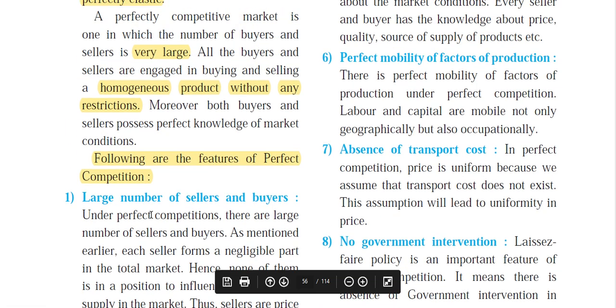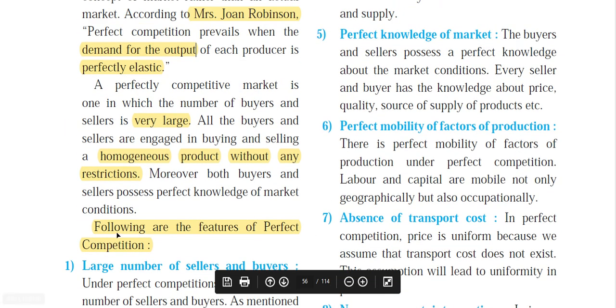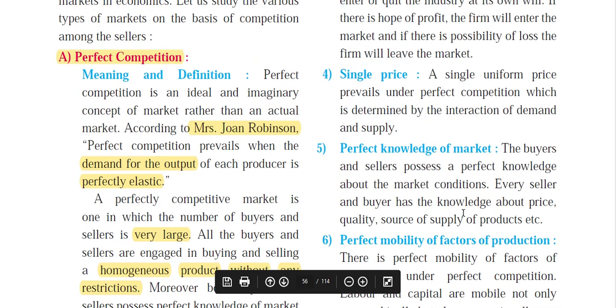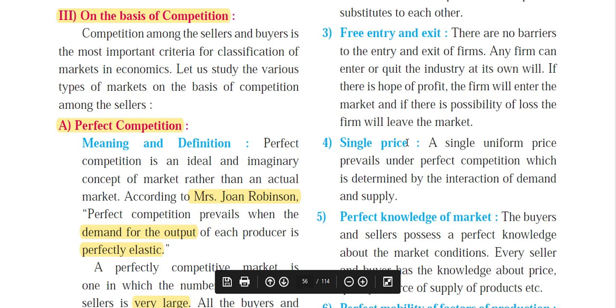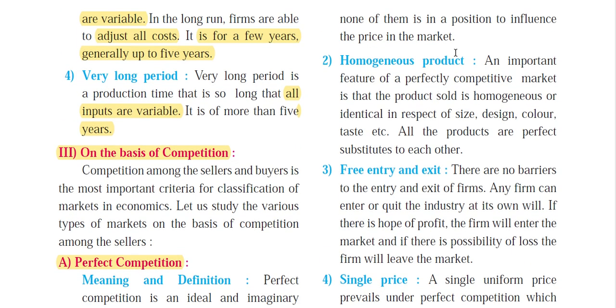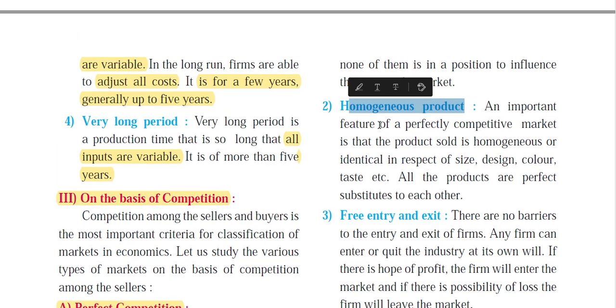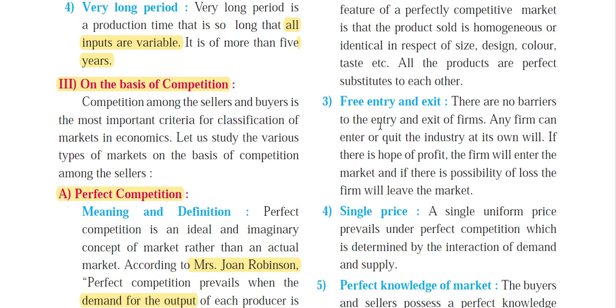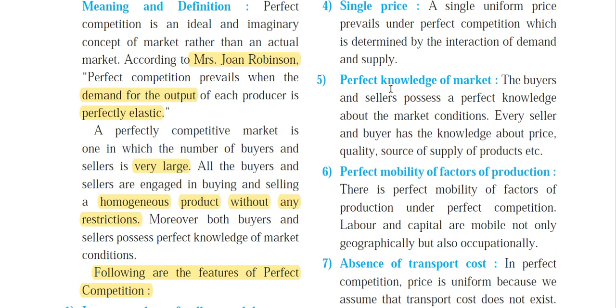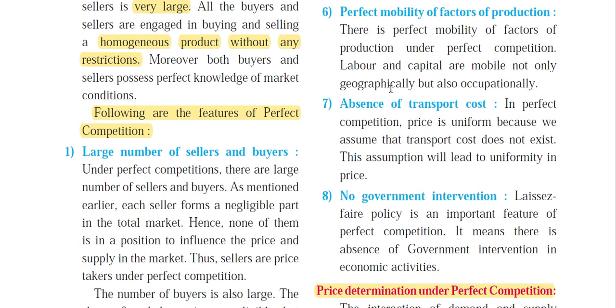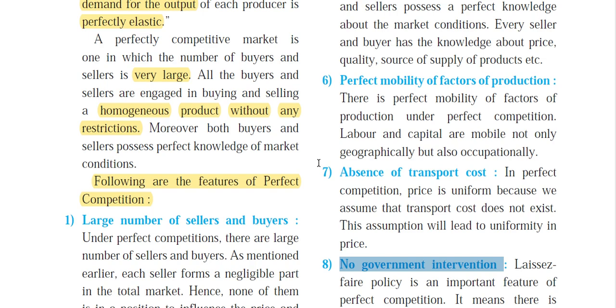The first feature is a large number of sellers and buyers, same as what we have done in the introduction. And knowledge, that was also done in the introduction. Obviously a homogeneous product, again in your introduction. So whatever we have done in the introduction, we are explaining in detail, so it is easier to remember the head points. Free entry and exit, this is not in the introduction. And what was in the introduction? Without any restrictions, which means obviously no government intervention. So a total of 3 points were there in the introduction only.